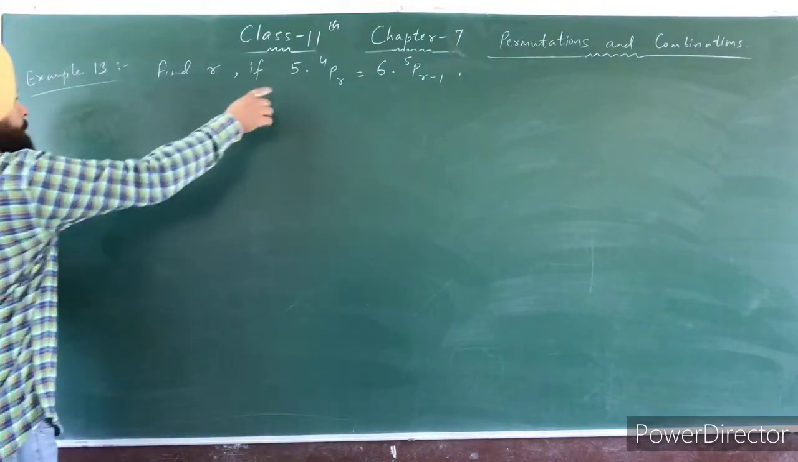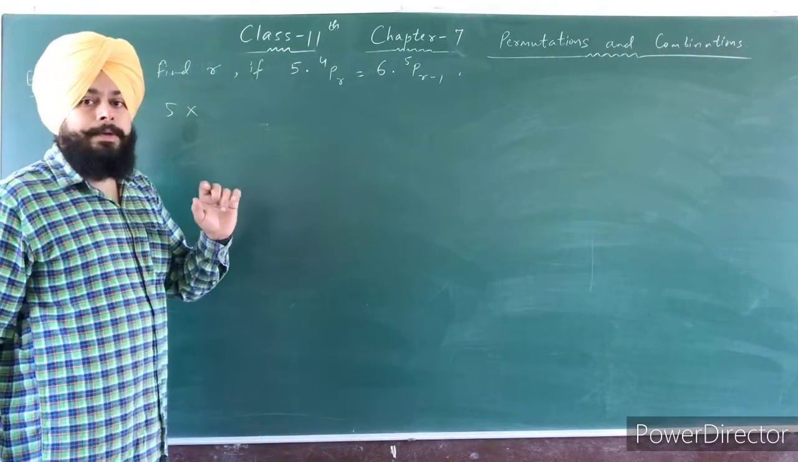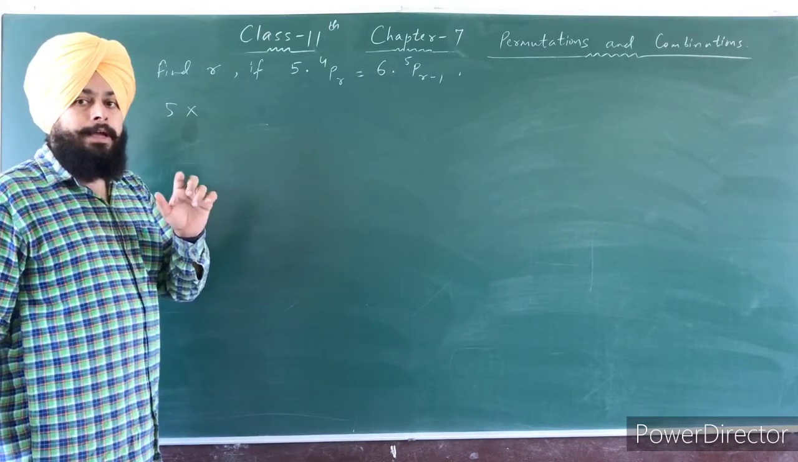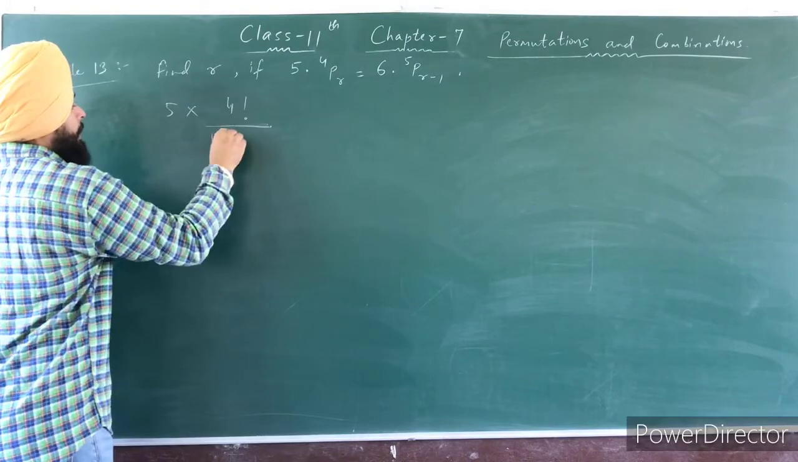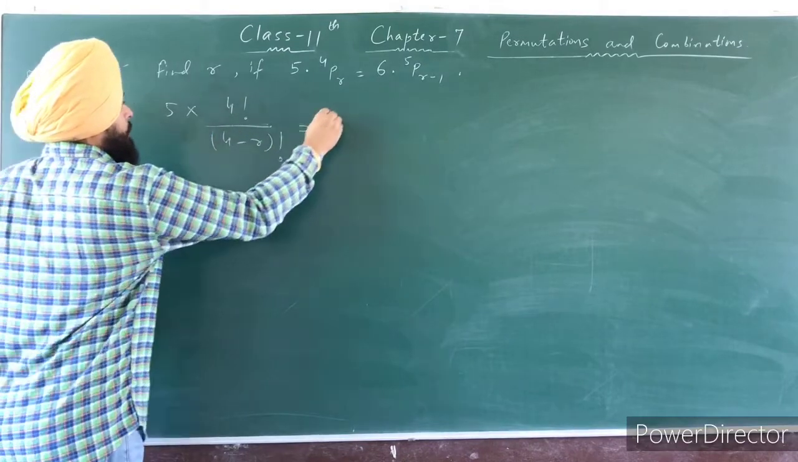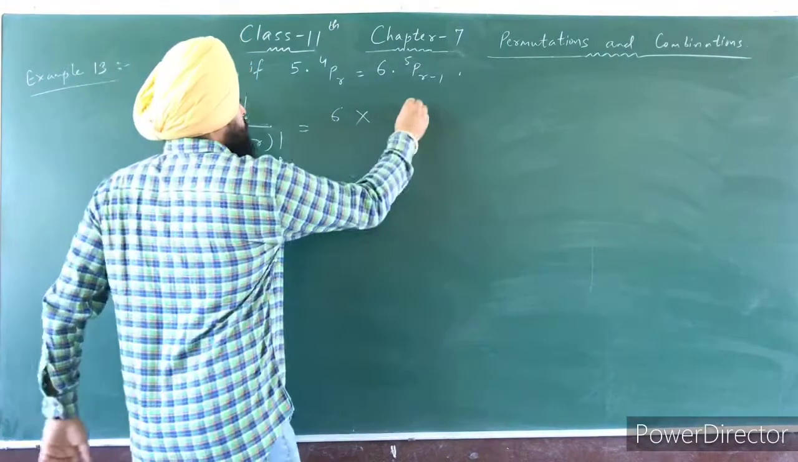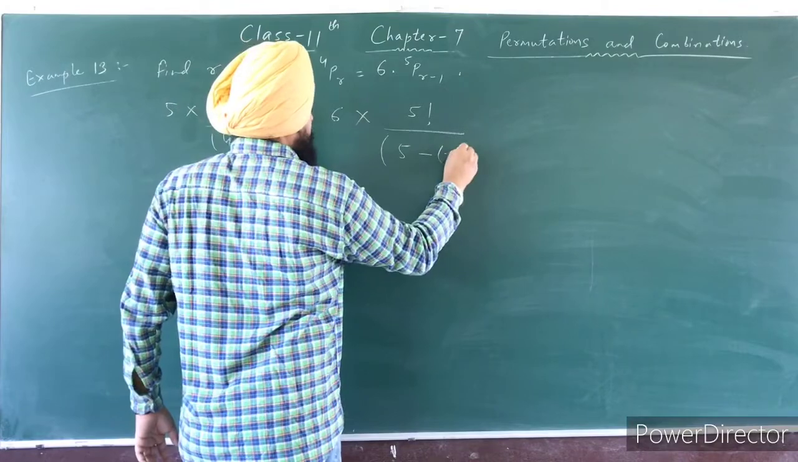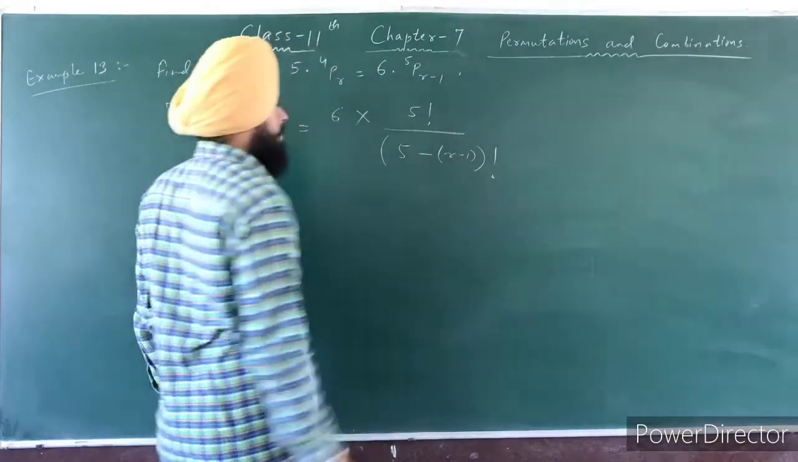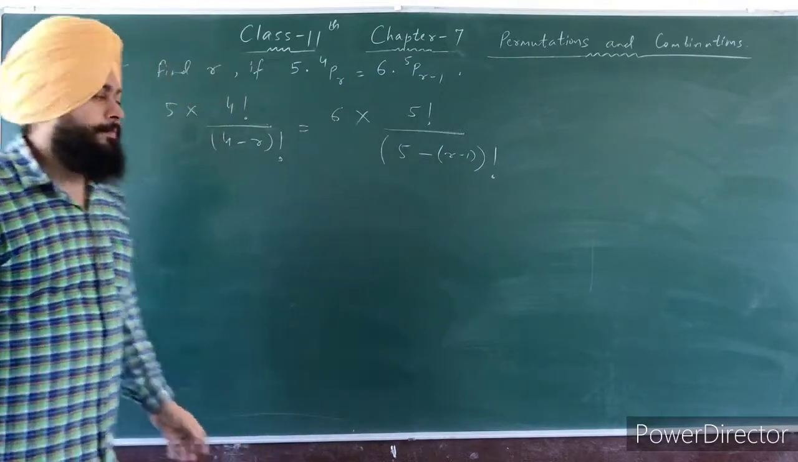Alright. So first you can write here 5 multiply 4Pr. What is the formula of nPr? n factorial divided by (n minus r) factorial. So it is 4 factorial divided by (4 minus r) factorial. 6 multiplied with 5P(r minus 1). The formula is 5 factorial divided by (5 minus (r minus 1)) factorial, because the formula is n minus r and here r is r minus 1.